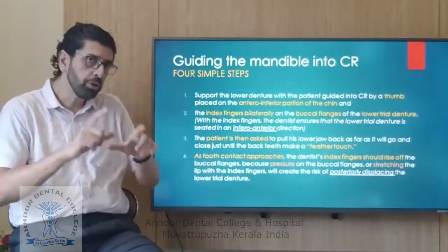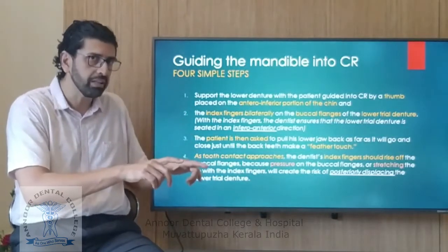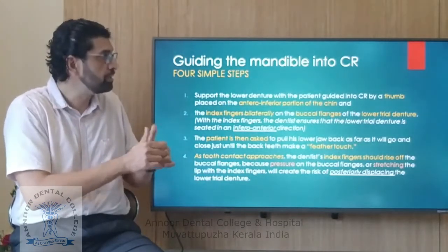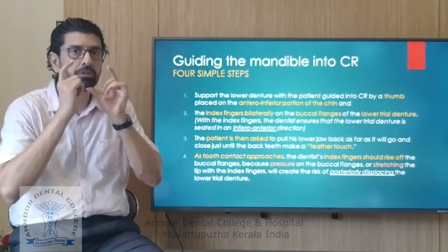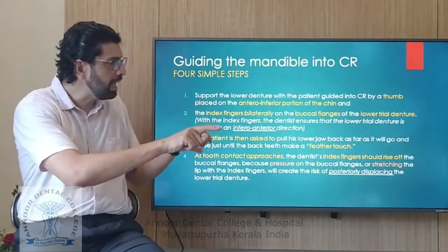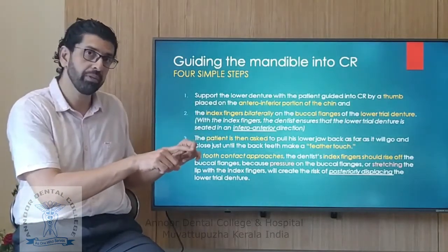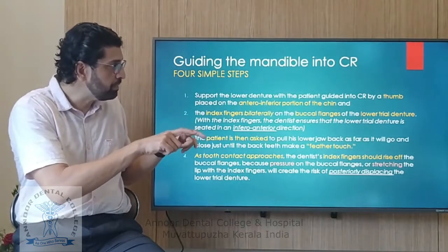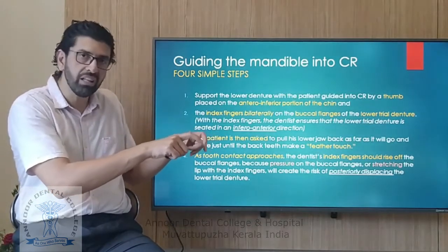Support the lower denture. You put the lower denture in the patient's mouth. Support the lower denture with the patient guided into centric by the thumb. So you want to put the thumb on the anterior inferior aspect of the chin. Your fingers are going to go into the patient's mouth, and the index fingers are going to go bilaterally and support the buccal flanges of the lower trial denture. The idea is that the trial denture is seated in an inferior anterior direction. It's not sliding back.